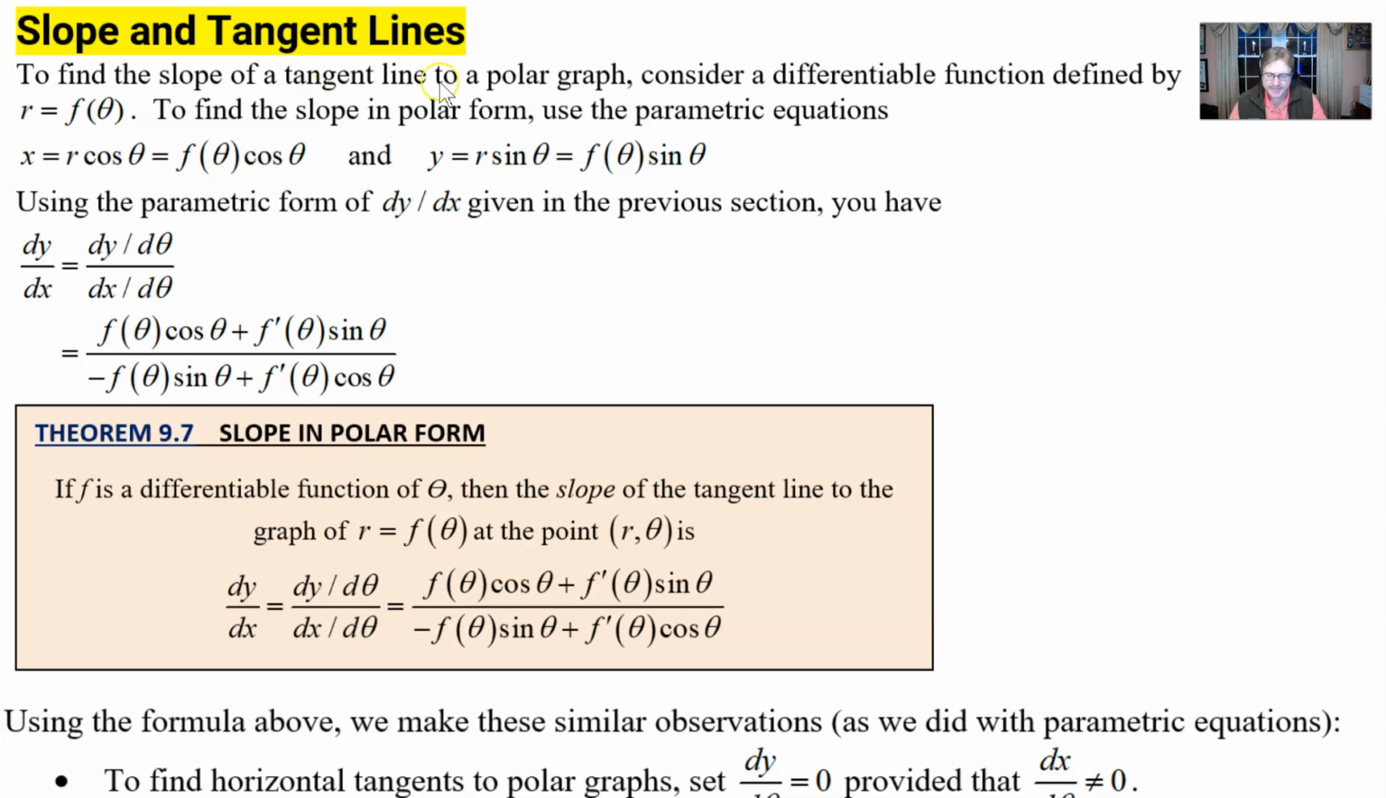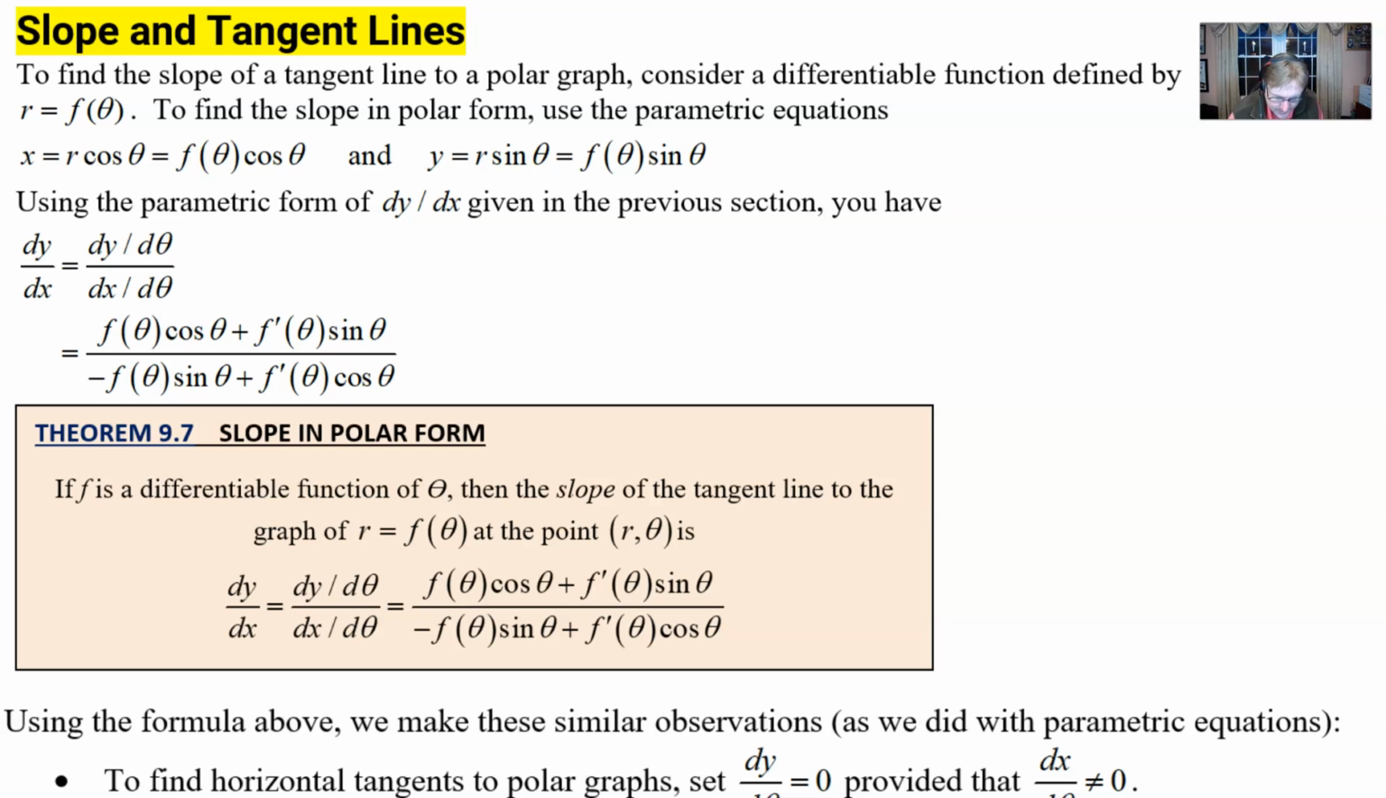To find the slope of a tangent line to a polar graph, consider a differentiable function defined by r equal f of theta. Well, of course, that's what a polar graph looks like. R equals something with a theta in it. But to find the slope in polar form, we're going to have to use parametric equations because we have to figure out a way to get to a dy dx setup, because that's what slope is. Rise over run, change in y's over change in x's. We've got to get x's and y's in here some way.